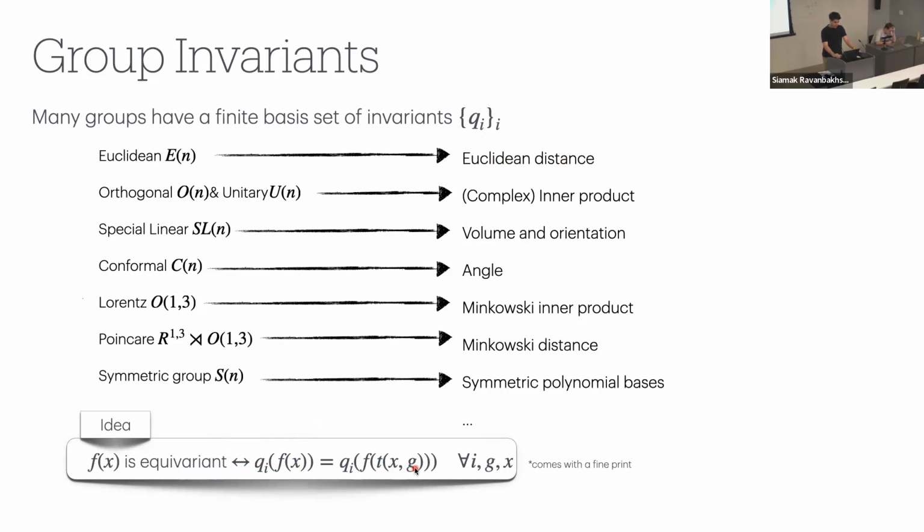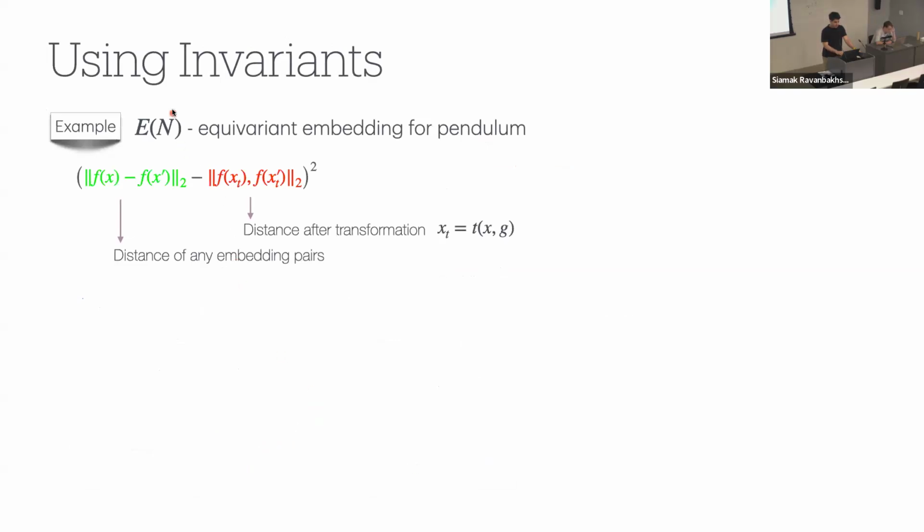I'll give you an example to make this make sense. Suppose we're working with a Euclidean group. We take two samples from the domain, x and x prime. We encode them using the function f and calculate the distances. Then we transform both samples using a transformation. We go from x to x_t, and x prime goes to x prime_t. We again calculate the distances. And we want these distances to be the same in order for this representation to be equivariant.